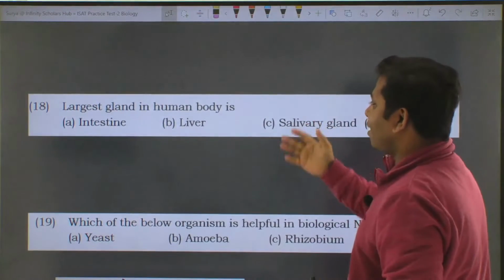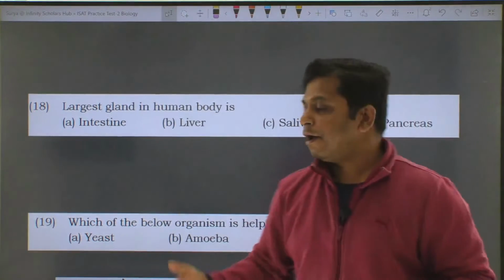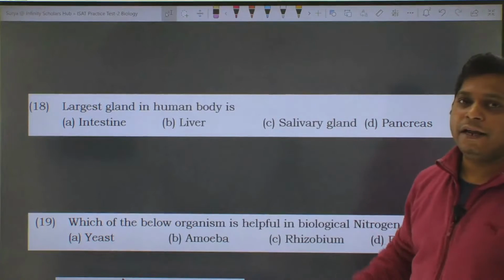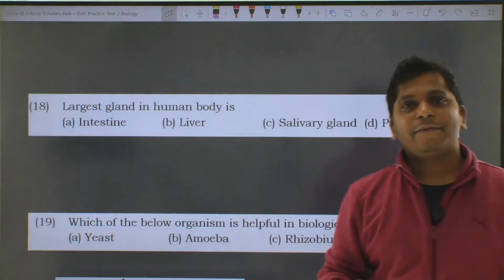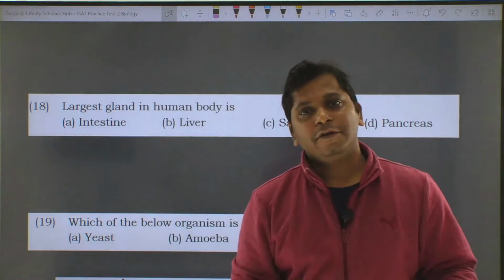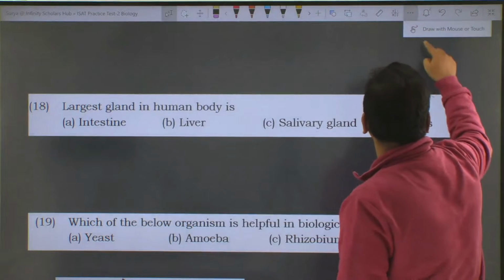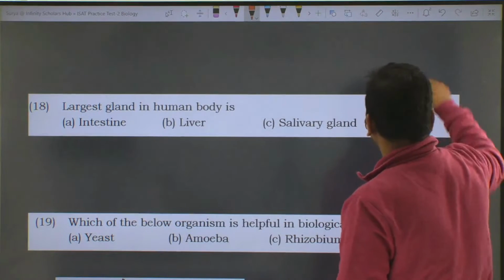The largest gland of the human body, which we have already discussed, is the liver, and it produces the bile juice, and that bile juice helps in the emulsification of fat and therefore the digestion of the fat. So the answer is going to be liver for this question. Let's move to the next question.